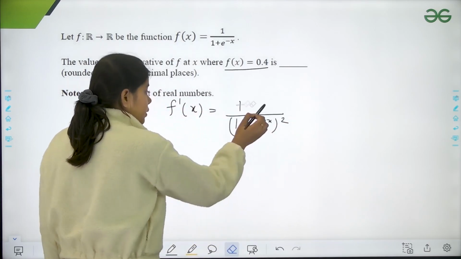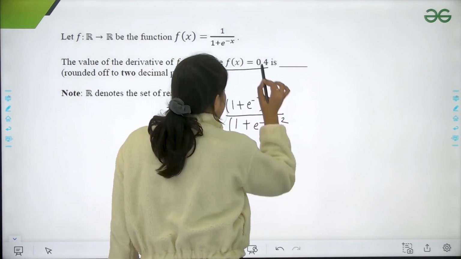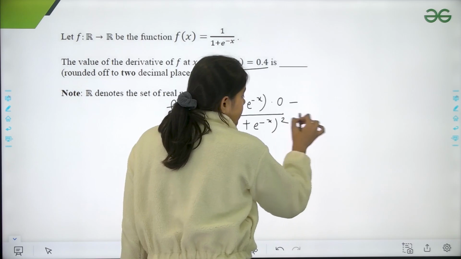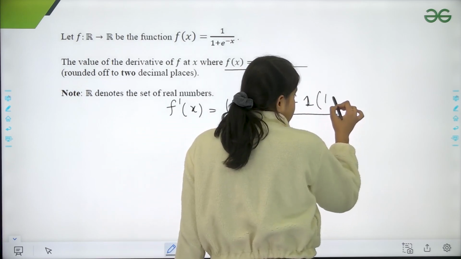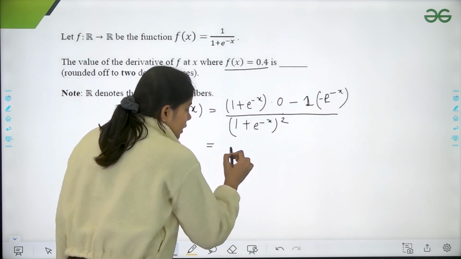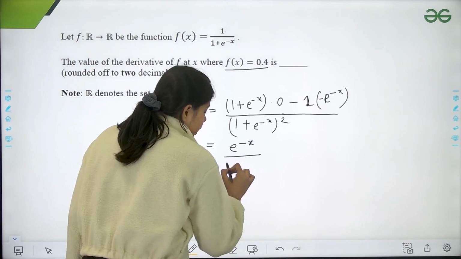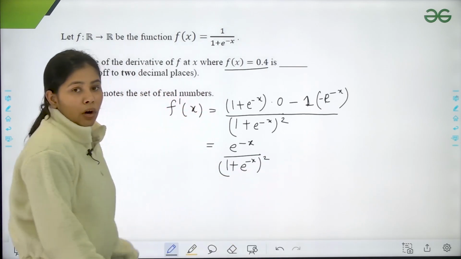and let's keep 1 plus e to the power minus x as it is, and the differentiation of 1 plus e to the power minus x is 0, minus 1 as it is, the differentiation of 1 plus e to the power minus x would be minus e to the power minus x. So this derivative would become e to the power minus x over 1 plus e to the power minus x whole square, right?